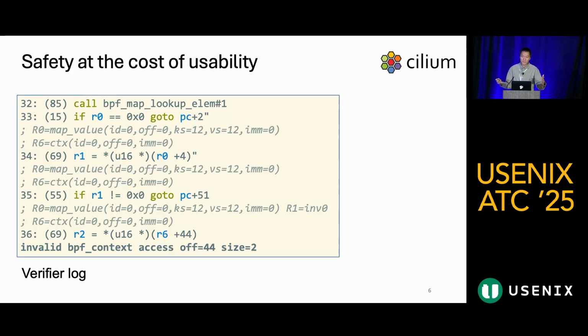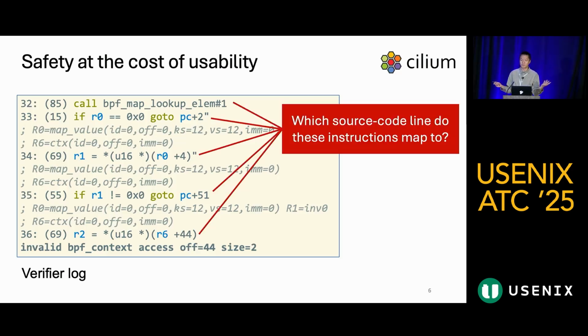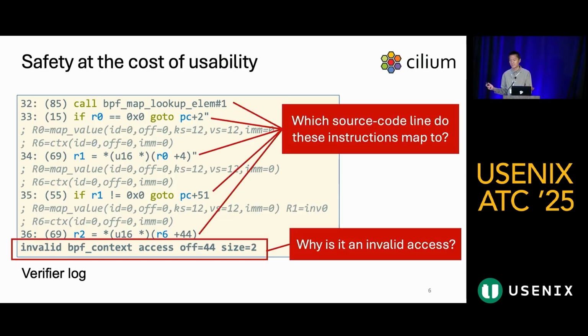What you get from the verifier is this verifier log. It's really hard to understand because it's all in BPF bytecode instructions. It's challenging to map them back even to the source code statements. And the actual error message is also quite confusing. It says invalid bpf_context access off=44 size=2. But why is it an invalid access?